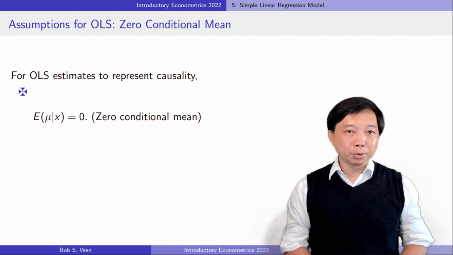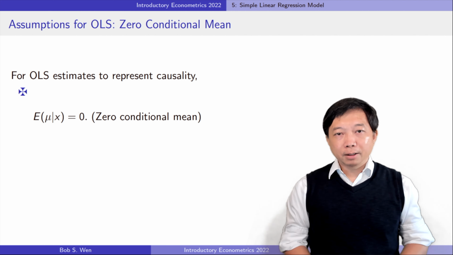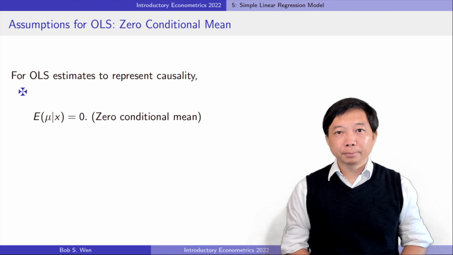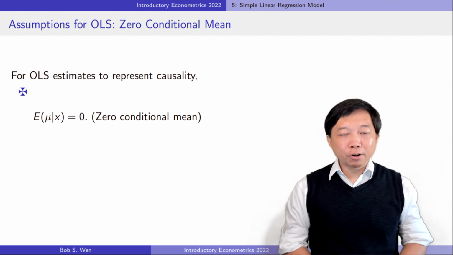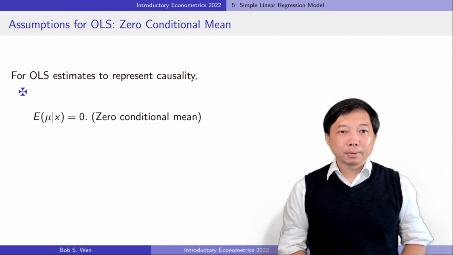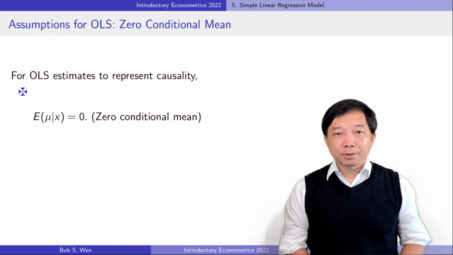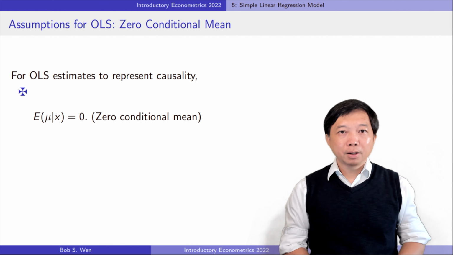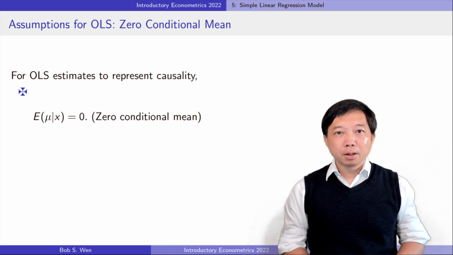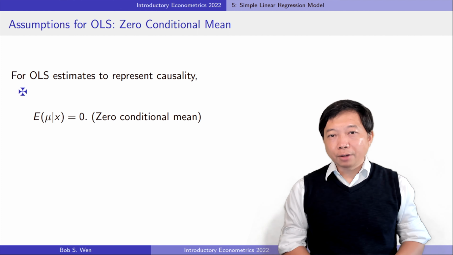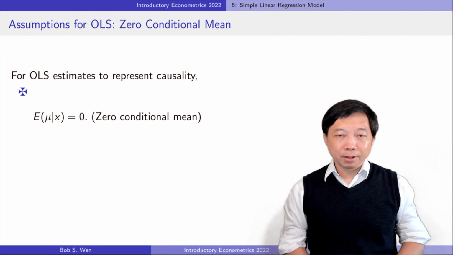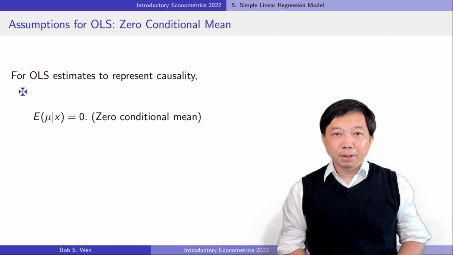For the OLS estimates to represent causality between x and y, the zero conditional mean assumption must hold. It says that the average value of the error term is the same across all x. In other words, the error term mu is not correlated with the explanatory variable x. Or more precisely, the error term is mean independent of x. This assumption concerns the other unobserved factors contained in the error term mu. We assume that these unobserved factors are not related to the explanatory variable x in the sense that, given a value of x, the mean of the distributions of these unobserved factors is 0.